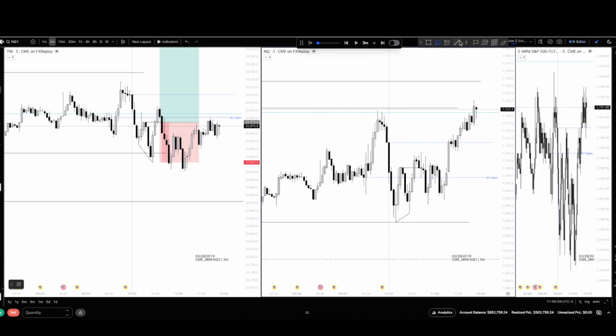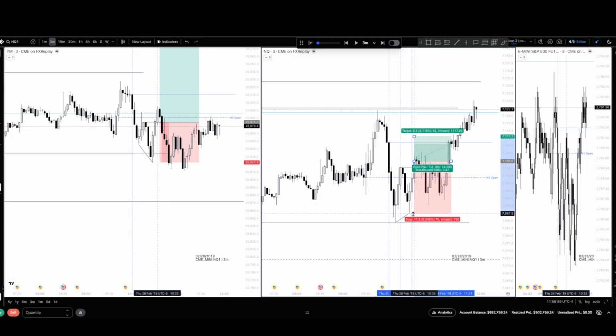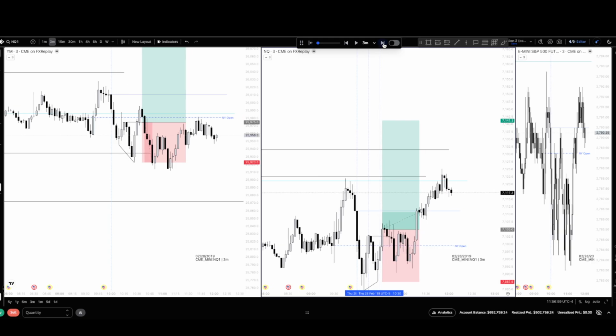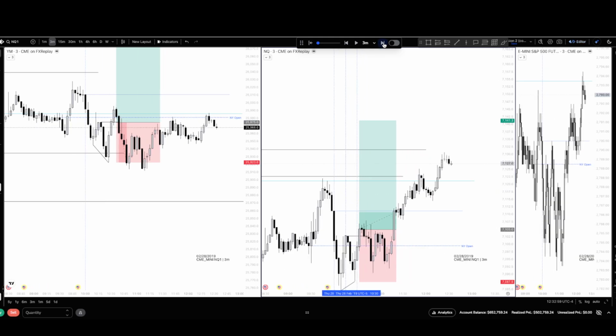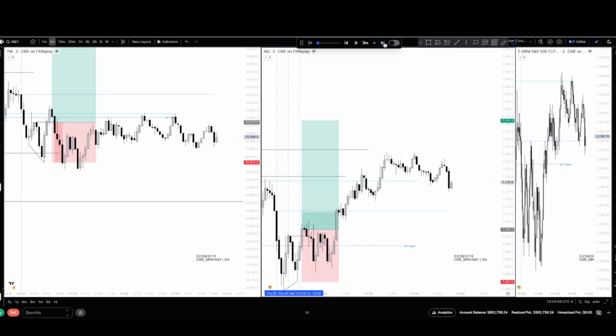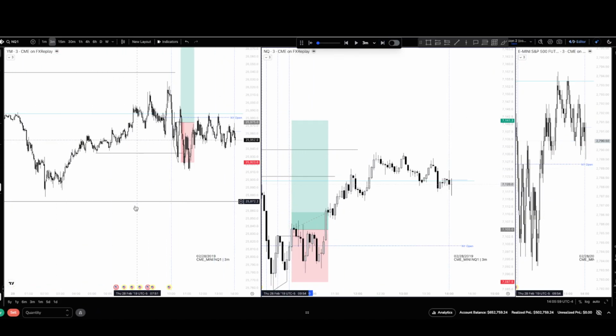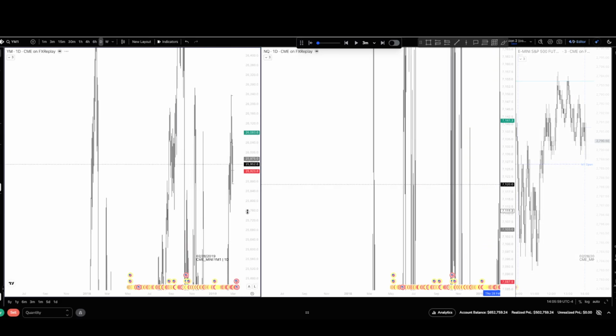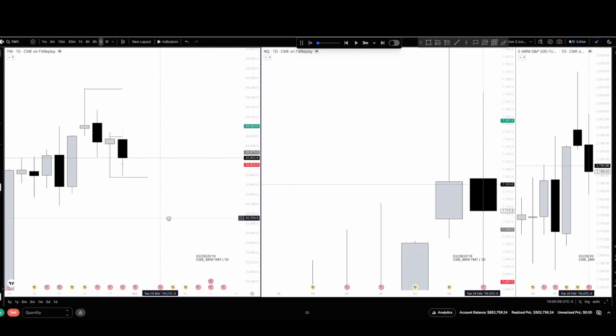CISD, boom, C3. Stops go to the C2 low. See if NQ is to play. Yeah. And that's just basically that, right? So from there, we'll do it again.